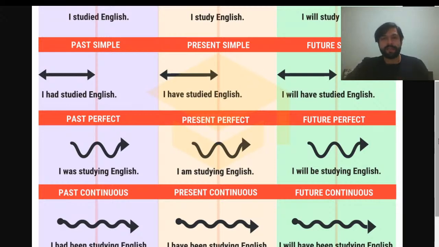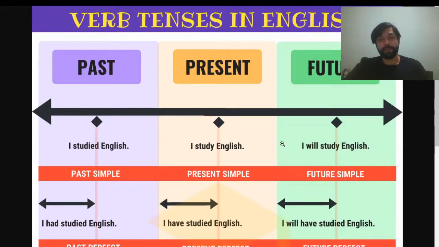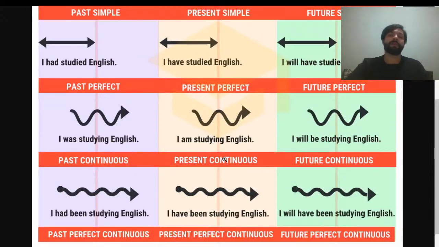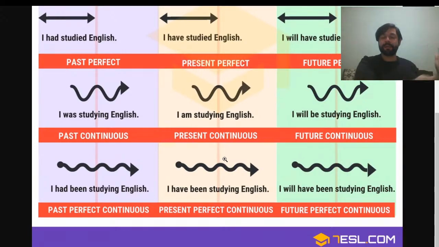So the continuous is this. And of course, the idea for the continuous is to show that the action was happening for some time, okay? The idea for the simple is to show the action. Studied, happened, finished. Study, I do it like every day, every week. Will study, it's a project, it's an action in the future, okay? The continuous is just a little longer, okay? I am studying, I was studying.